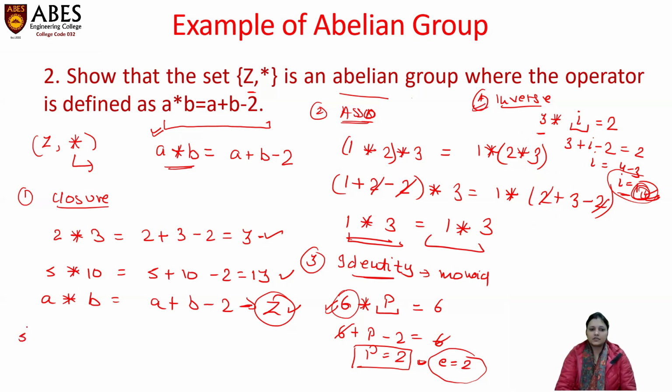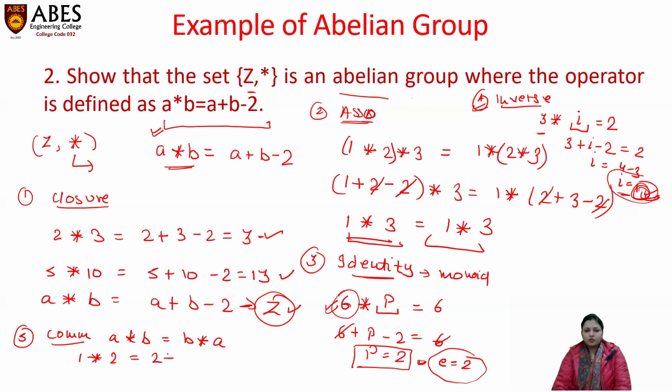The fifth property is commutative. The commutative property is if we perform A star B, it should be equal to B star A. Check whether this property is satisfied or not. Consider any two integers, for example 1 and 2. If we take 1 star 2 or 2 star 1, we will always get the same value, 1 plus 2 minus 2. So we will get 1 on both sides, 1 is equal to 1. So the fifth property is also satisfied. So this is an abelian group.